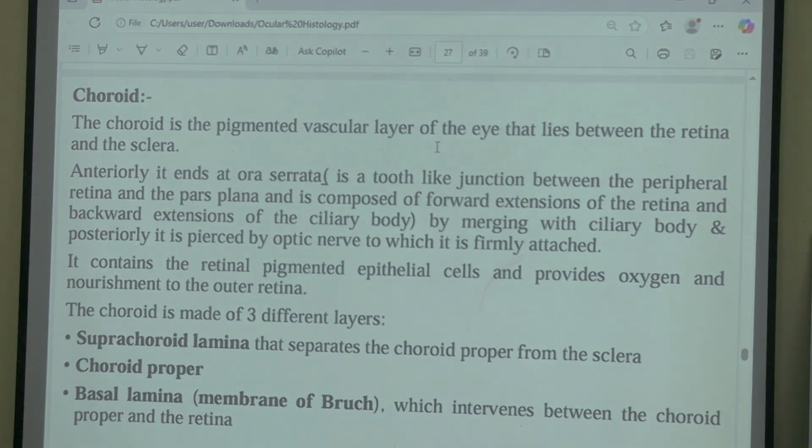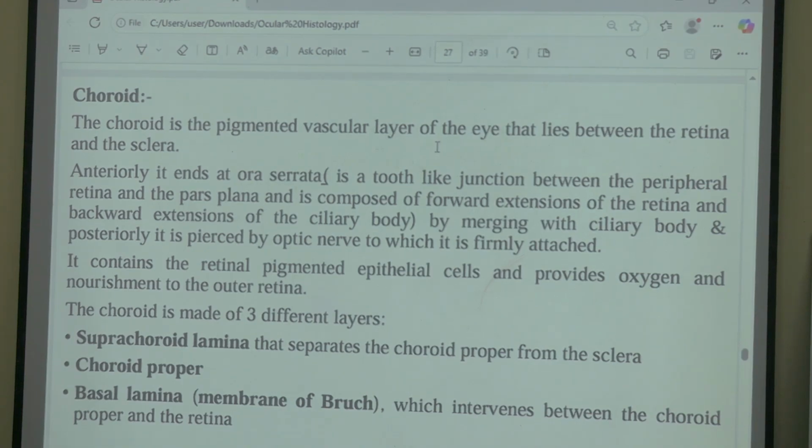Now, in the choroid, retinal pigment epithelial cells are also there, which provide oxygen and nourishment to the outer retina. This is very important. In the beginning I mentioned that the retina has so many layers. Those layers are divided into outer retina and inner retina, and the blood supply of the outer retina and inner retina is different.